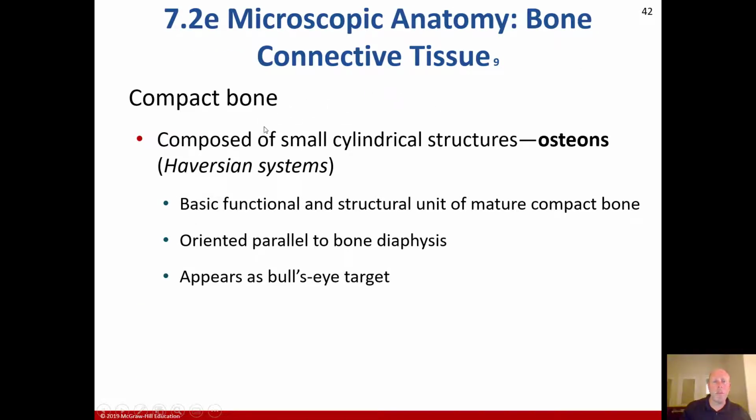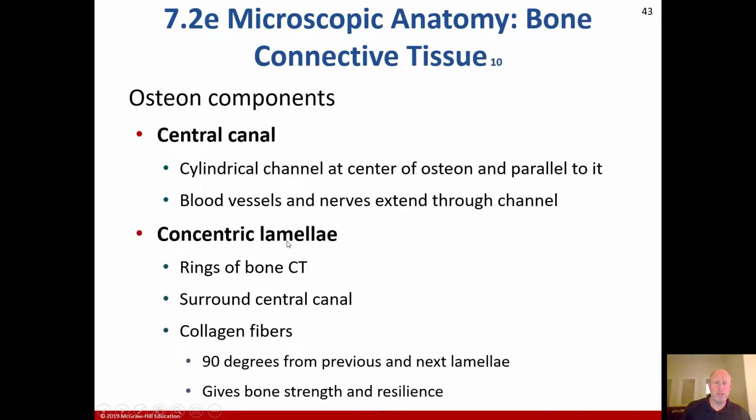Looking at compact bone, it's composed of small cylindrical structures called osteons, or Haversian systems, which are the basic functional and structural unit of mature compact bone. They're oriented parallel to the bone diaphysis, and they appear as a bullseye target. We'll take a look at that shortly.